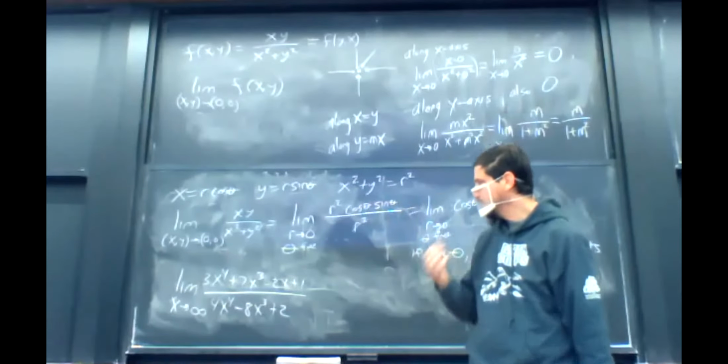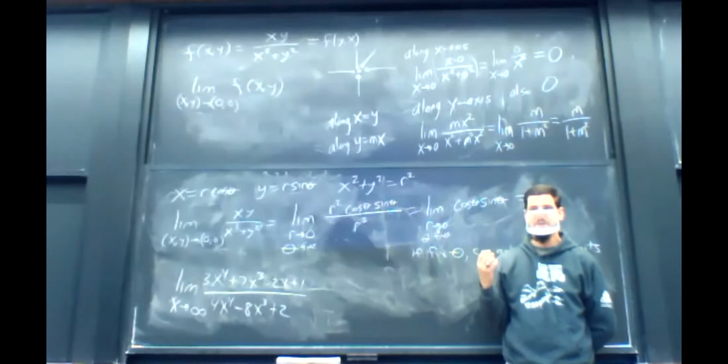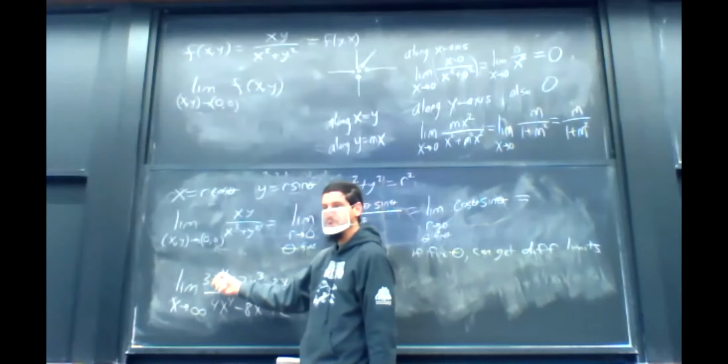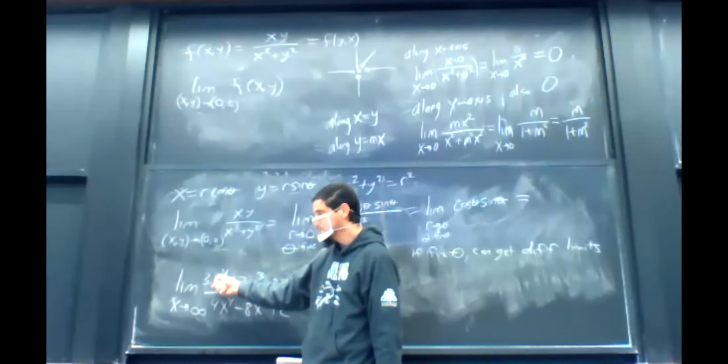Yes, to be specific, how does it grow with x? It looks like approximately 3x to the 4th. If x is a quadrillion, this is going to be a quadrillion to the 4th. This is a quadrillion cubed. The 3x to the 4th is going to overwhelm the 7x cubed. And same thing for the lower terms.